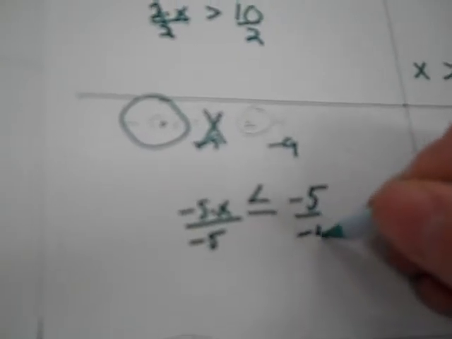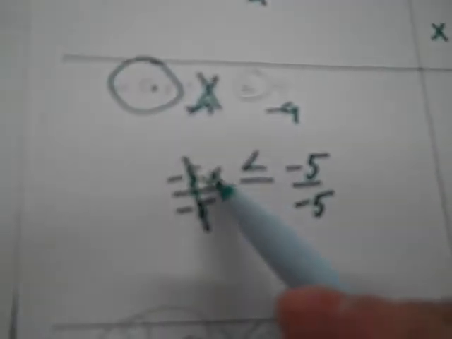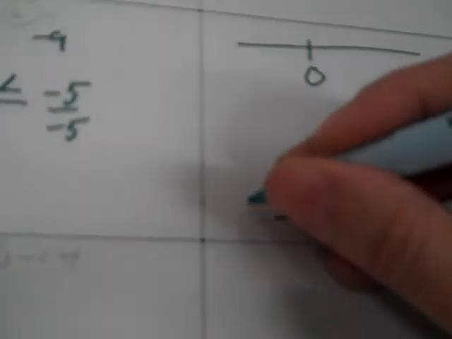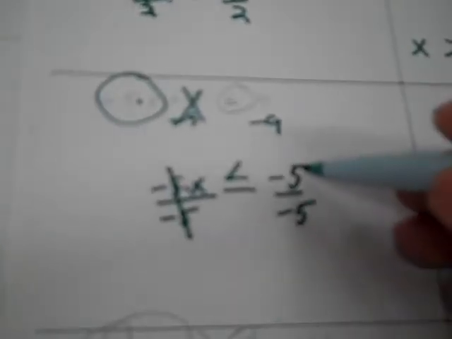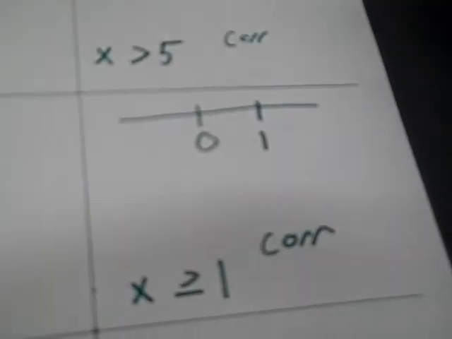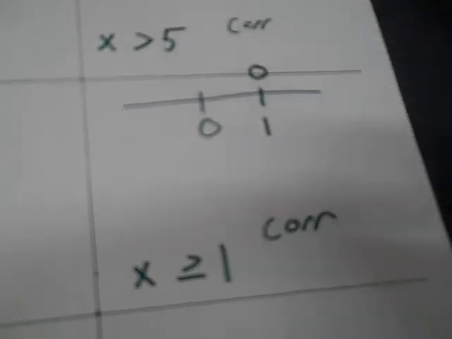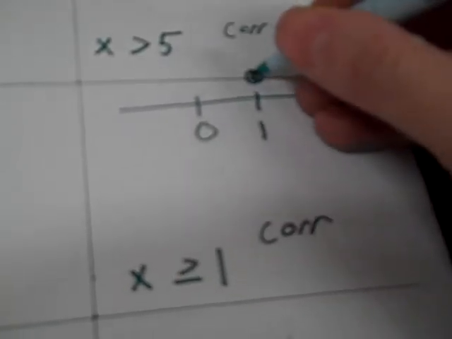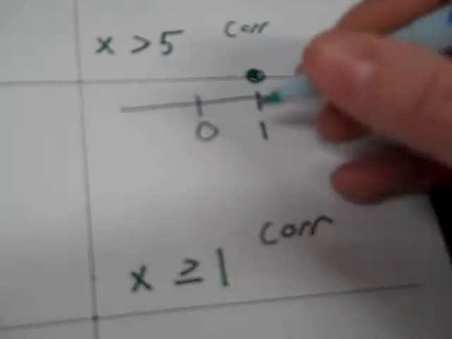Now it's time to divide by the negative 5. Okay? Now those cancel, and I have x, but x is over here on the left. And that's negative 5 divided by negative 5 is 1. Okay, that ordering is correct. So 1 is my critical number on the number line. The bar's there, fill it in, and the nose points that way.